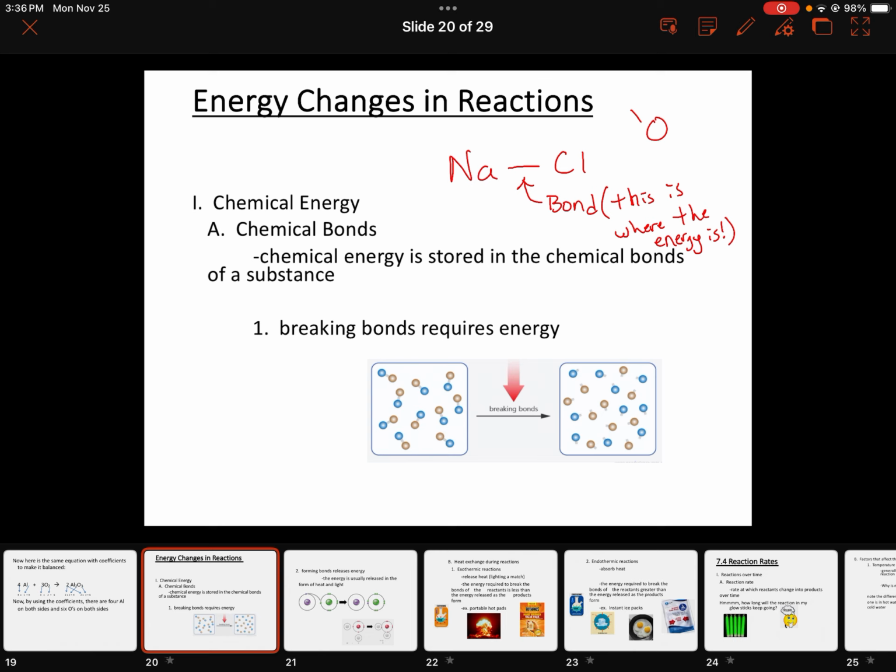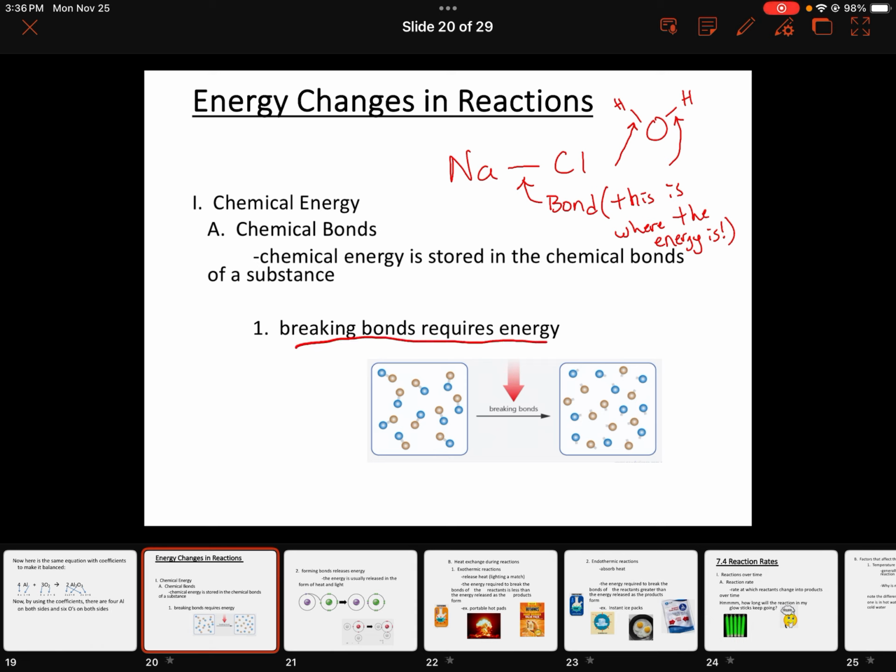Or if I've got something like water, that bond is where the energy is. And that's the piece we're interested in. Our bodies need energy, and so our bodies get that energy from the chemical bonds that exist. And so here, breaking bonds requires energy.